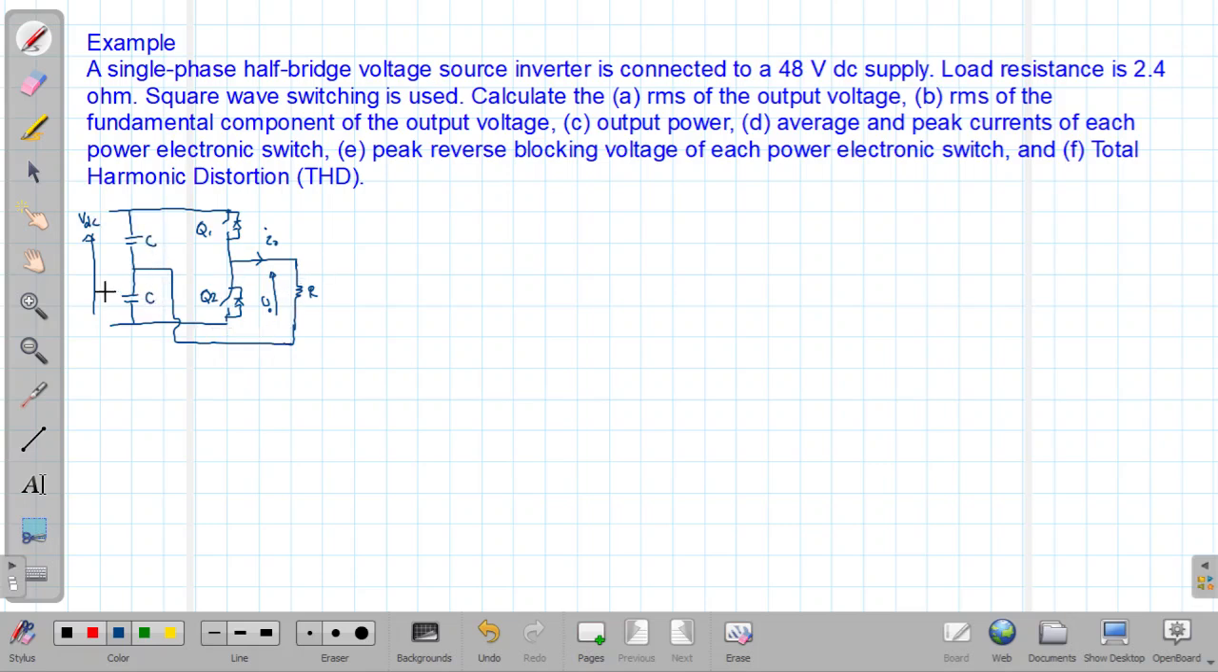First, the information given: VDC is equal to 48 volts, and the load resistor is equal to 2.4 ohms. Those are the information given for you, and the other information is the square wave switching.